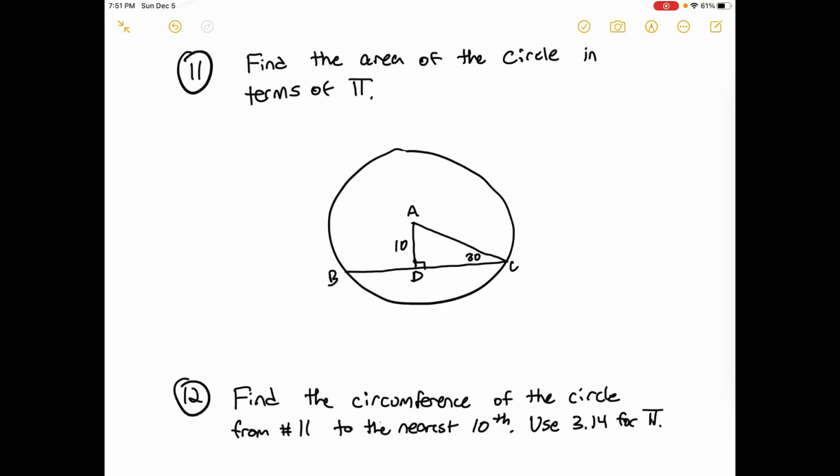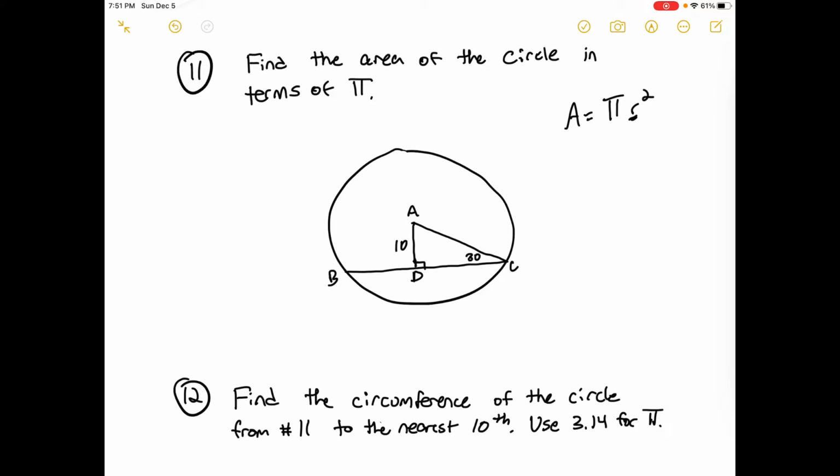Okay, so number 11, we need to know the area of a circle. Formula: area is pi r squared. So we have to find the radius and square it, and multiply that times pi. We'll just leave pi in our answer.